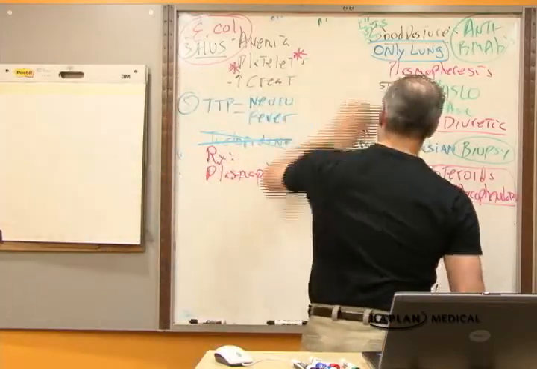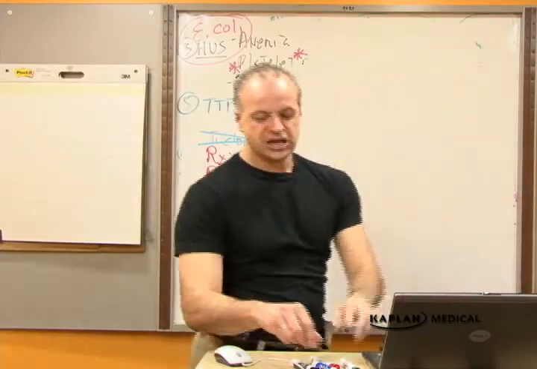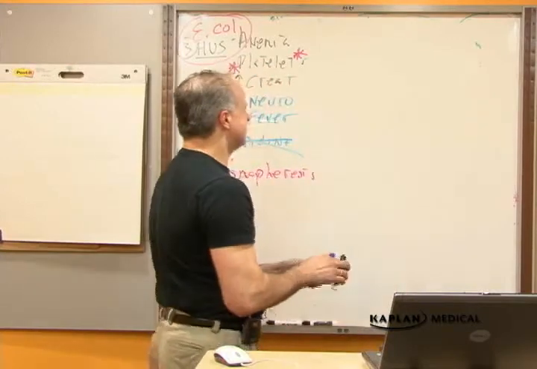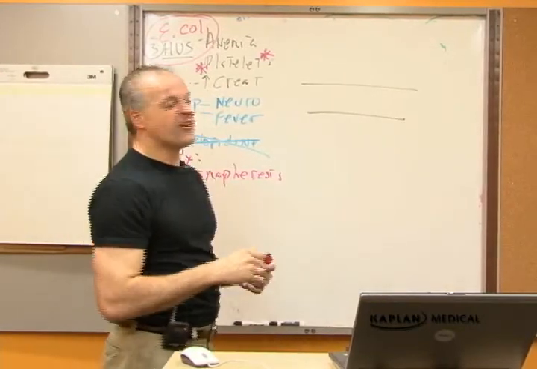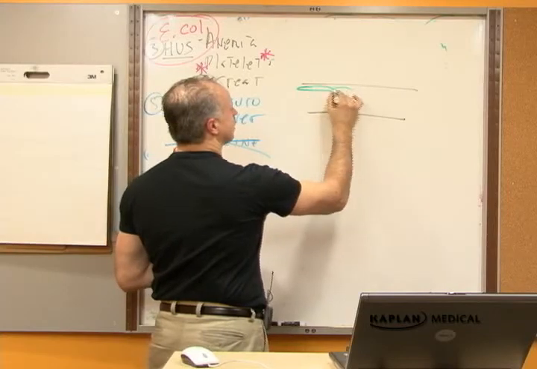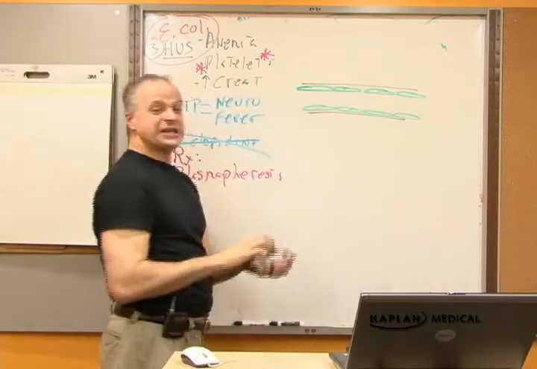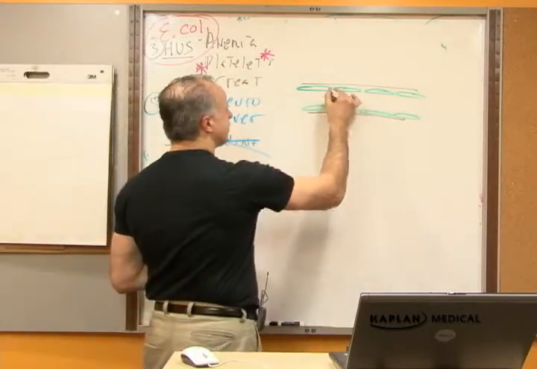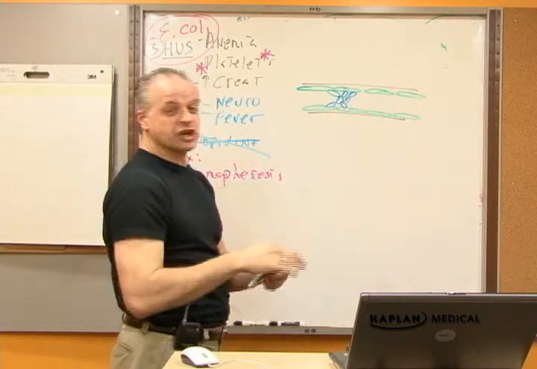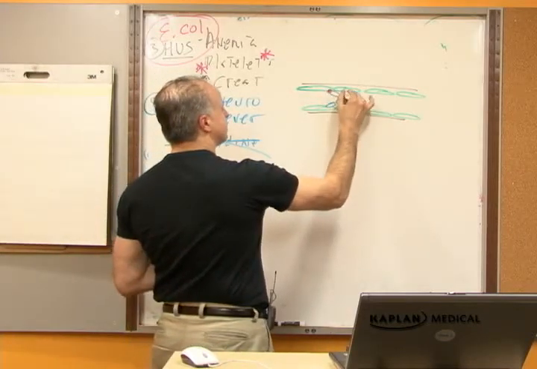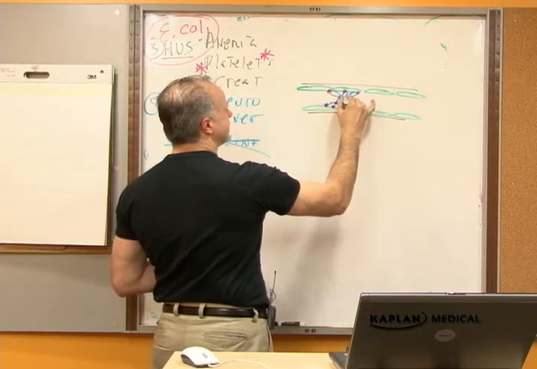Now, TTP and hemolytic uremic syndrome, it's hard to understand why the plasmapheresis works, except this is what causes TTP and hemolytic uremic syndrome. If this is a blood vessel, we know that von Willebrand's factor and factor VIII are stored underneath the subendothelial lining of the blood vessel. We know that platelets are held together by von Willebrand's factor and factor VIII.